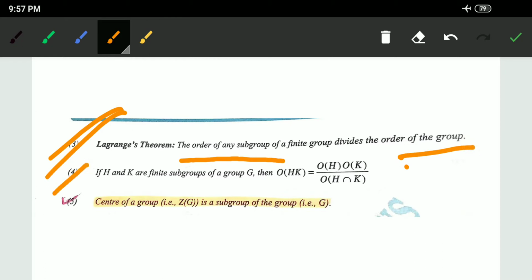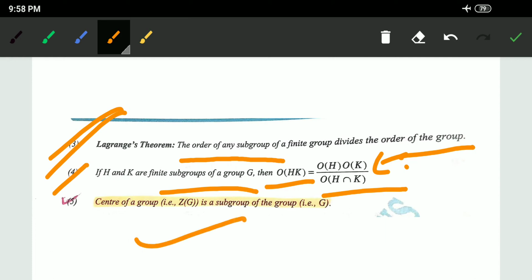Similarly, the fourth property: if H and K are finite subgroups of group G, then the order of HK is equal to the order of H times the order of K divided by the order of H intersection K. A similar property was discussed in the previous lecture. The center of a group is also a subgroup of G.